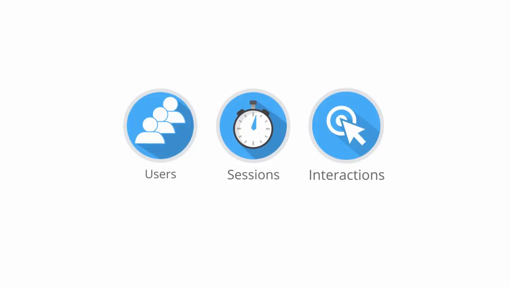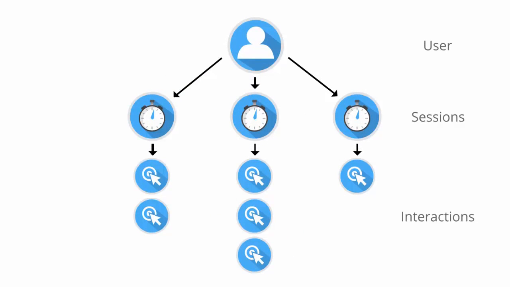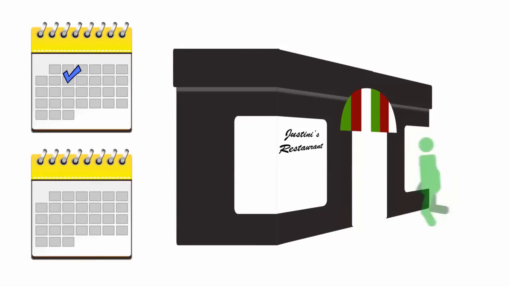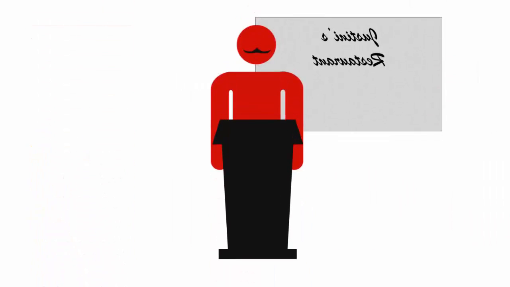You can think of users, sessions, and interactions as a hierarchy. Let's talk through the details of this hierarchy using the analogy of a restaurant. Restaurants have many customers, some that visit for just one meal and some that visit regularly. During each visit, a person can have one or more interactions with the restaurant staff.